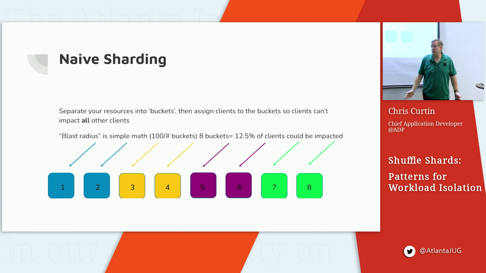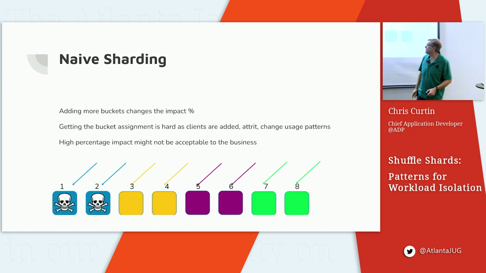So for some businesses, that might be okay. You might be a startup and say, you know what, we can deal with that. That's all right. But the more clients you have, and that 12% suddenly becomes 1,000 clients or 10,000 clients, you start to get a little concerned here. Now, the reason I call this naive sharding is adding more buckets doesn't really make this any better. It's still a linear math problem. I have to add significantly more resources in order to keep my number of clients impacted within what the business has accepted.